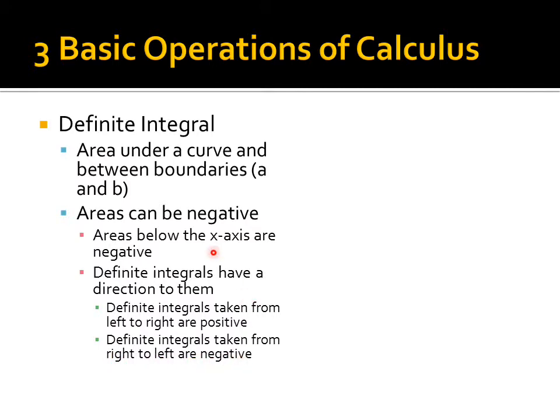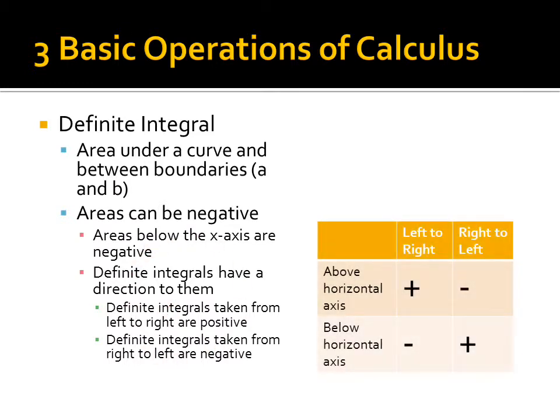Now, if you put all of these rules together, the easiest way to summarize it is in a chart like this. On this axis of the chart, you have the direction of the integral, left to right. And on this axis of the chart, you have whether the curve is above the horizontal axis, that is the x-axis, or below the x-axis. And for every combination, you get either positive or negative areas.